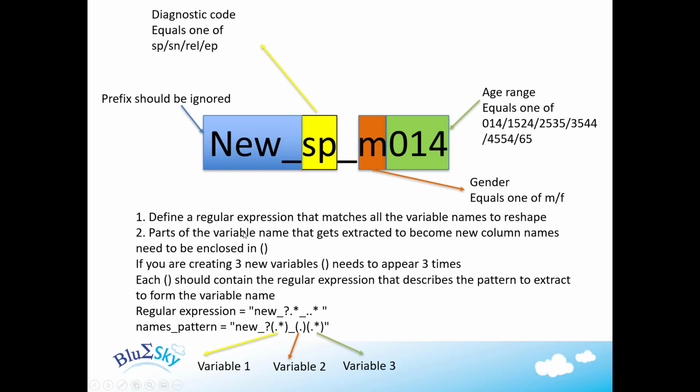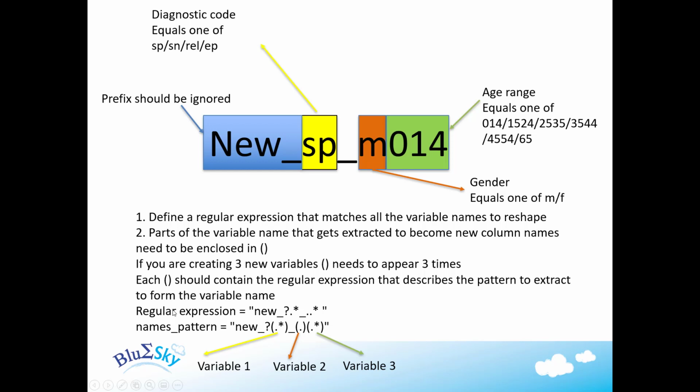Okay, parts of these variable names that get extracted to become new column names or new variable names again need to be enclosed in parentheses, or the curly brackets or whatever you call it, in the regular expression. Since we're creating three new variables, one for the diagnostic code, one for the gender, and one for the age group, you would naturally require the brackets to appear three times within the regular expression.